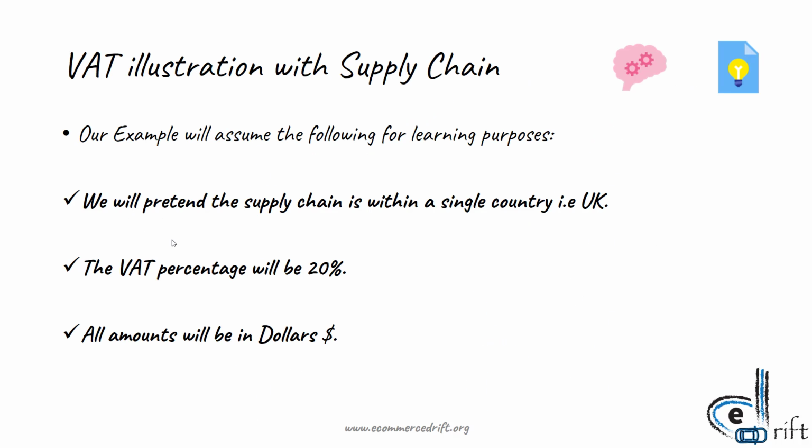Now, before I jump into the main slide of the day, there are some assumptions that I need to make before I go into that supply chain example. First of all, we will pretend the supply chain is within a single country. For this example, I'm going to be taking the UK. The VAT percentage will be 20%, so any transaction that will be made will be enforced 20% VAT. All amounts will be in dollars for simplicity's sake.